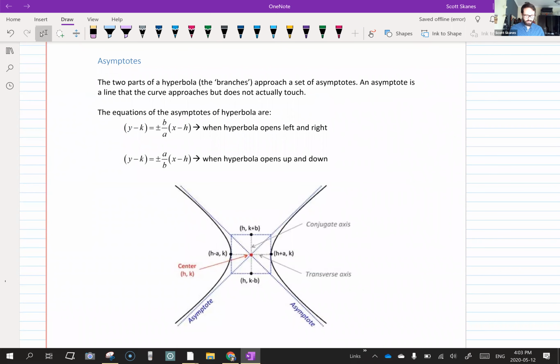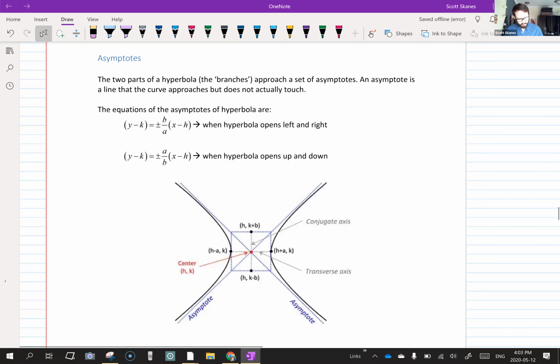Final thing before we actually do the examples. The asymptotes are these guys. The asymptotes are the lines that help us draw our hyperbola, which is our double curve. The equation for the asymptotes is clearly given here. But really, everything's the same. The only thing that changes is this.